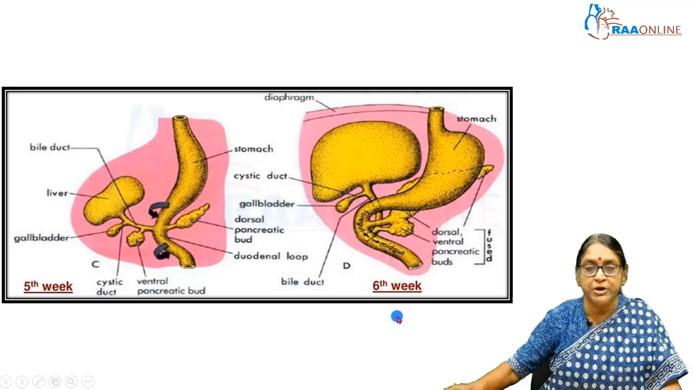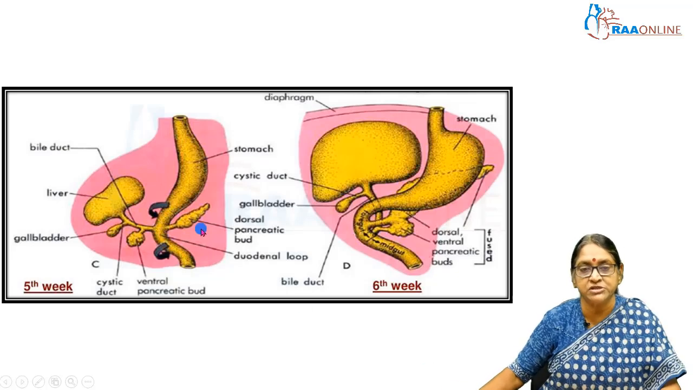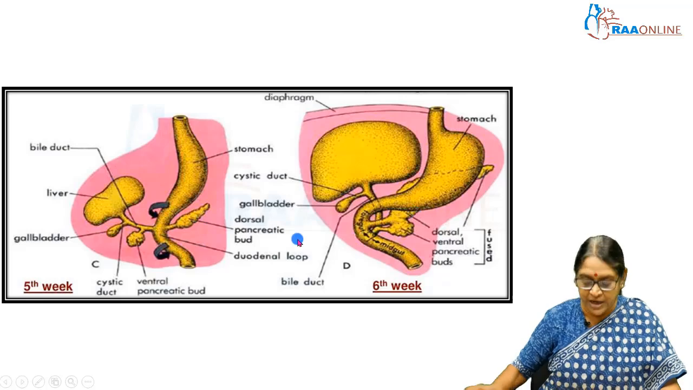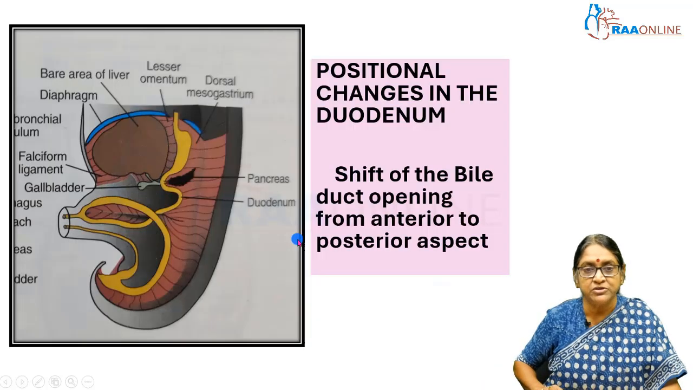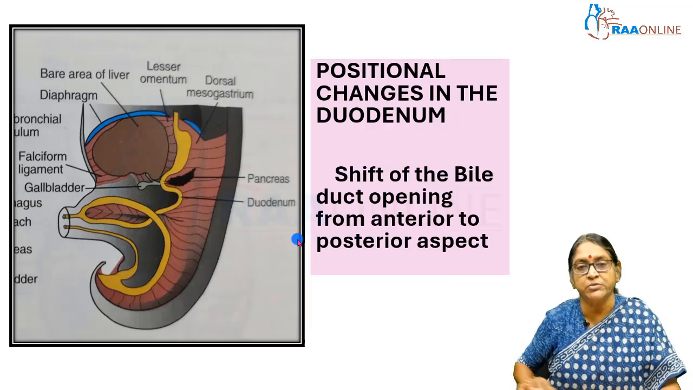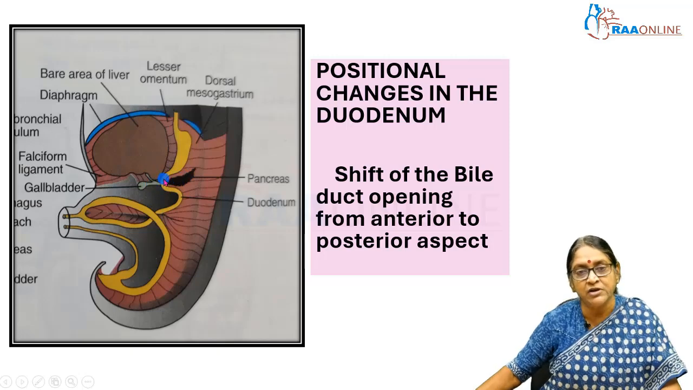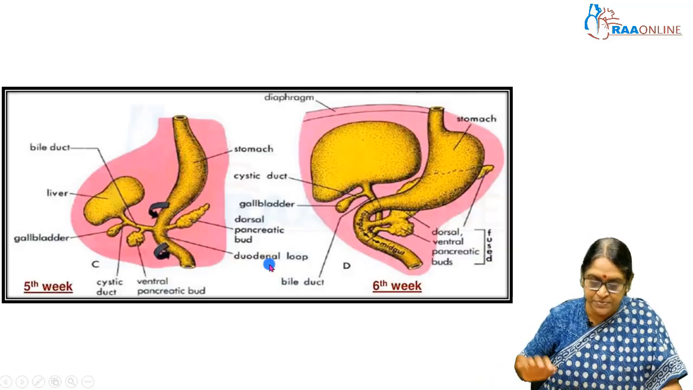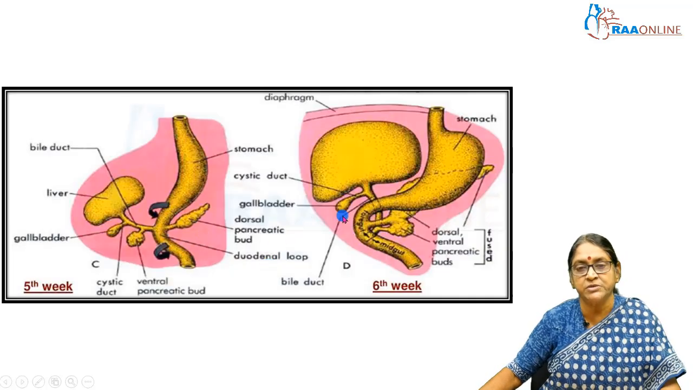However, because of positional changes, now this is clearer. That was an illustration. So, it shows the ventral aspect of the duodenum, and in the dorsal aspect you find the pancreas, but then we know also that the ventral pancreatic bud had moved here. So, we will go to this picture which shows it better.